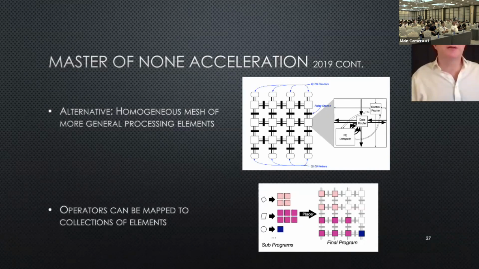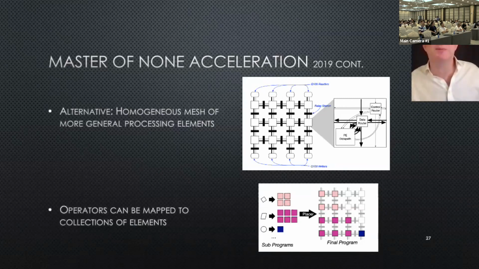And so an operator can be mapped to a collection of these elements, not necessarily a single element, but a collection of these elements. And so here in the diagram below, you can see that certain operators may map to groups of nearby processing elements, and by mapping those elements to parts of this mesh on the chip, we can organize the data flow in such a way that the data flows through these operators in this general purpose way.